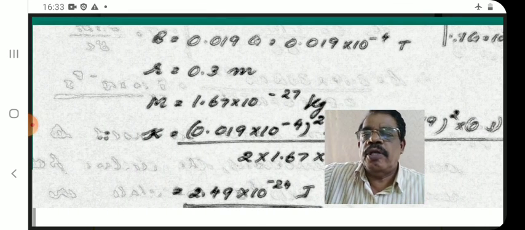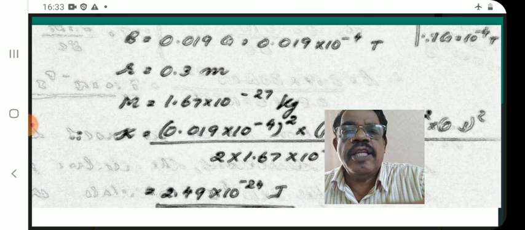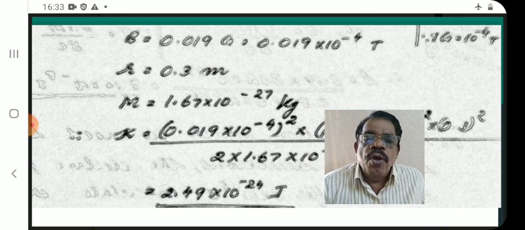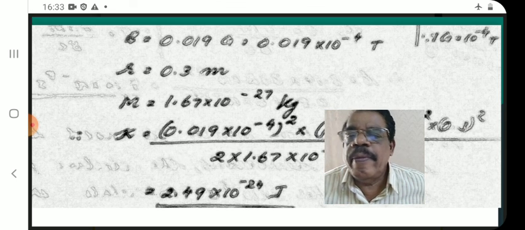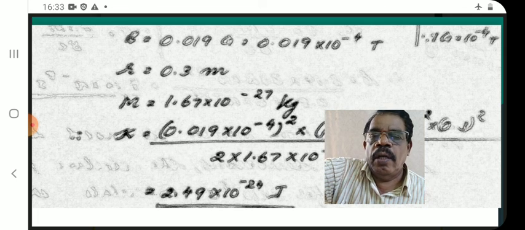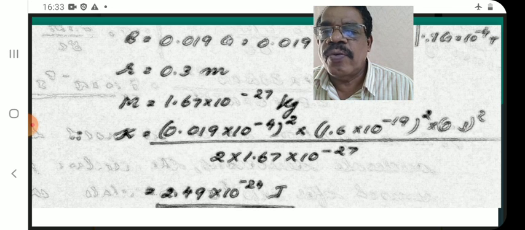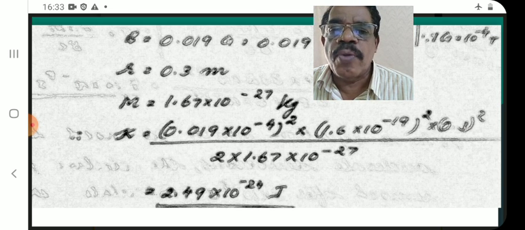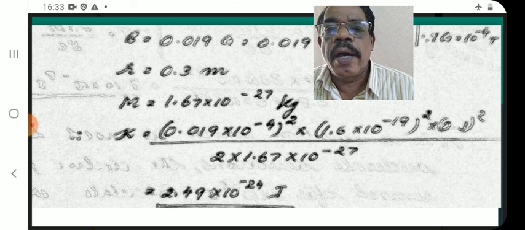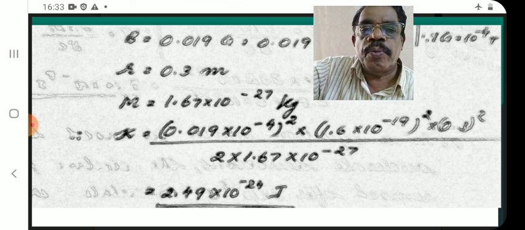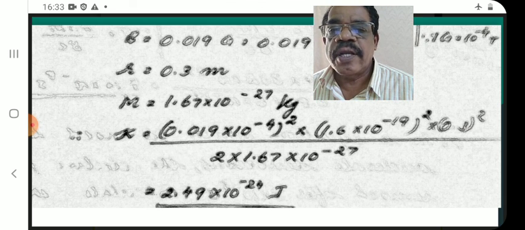B is equal to 0.019 Gauss, and Gauss we can convert into Tesla by multiplying it by 10 raised to minus 4, because 1 Gauss is 10 raised to minus 4 Tesla. R is equal to 0.3 meter. M is 1.67 into 10 raised to minus 27 kilogram. Therefore, K is (0.019 into 10 raised to minus 4) square into (1.6 into 10 raised to minus 19) square into 0.3 square by 2 into 1.67 into 10 raised to minus 27.